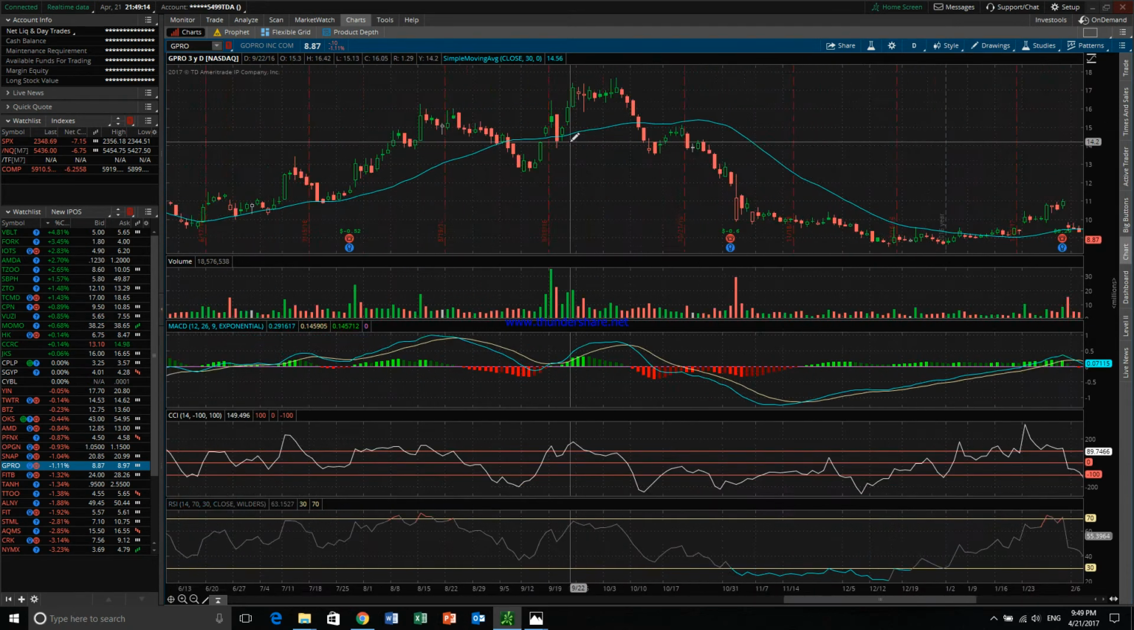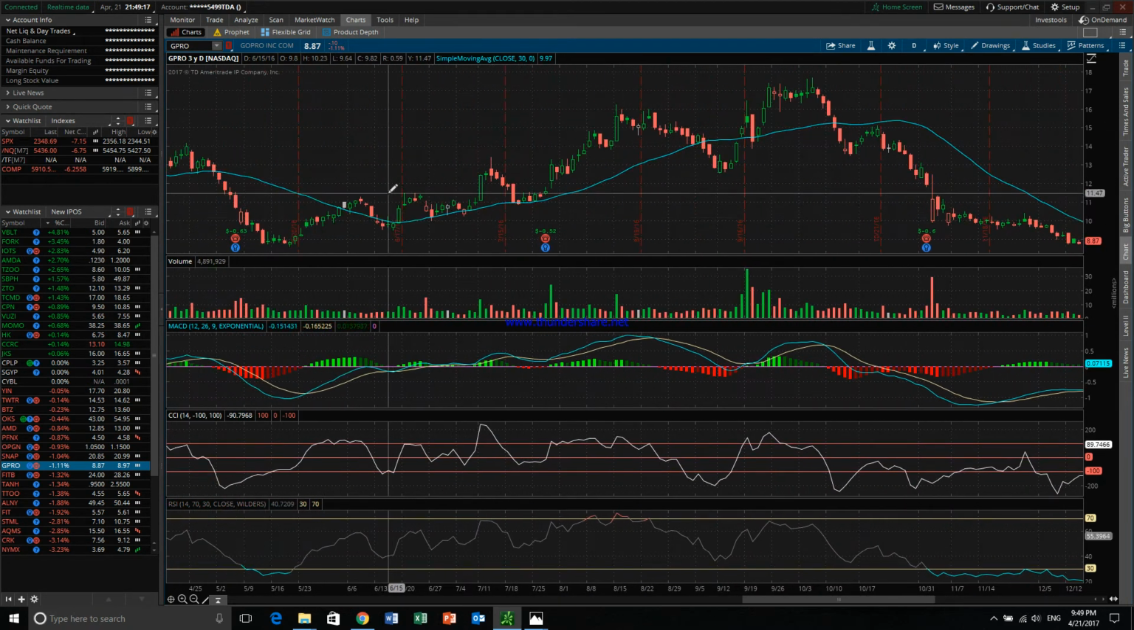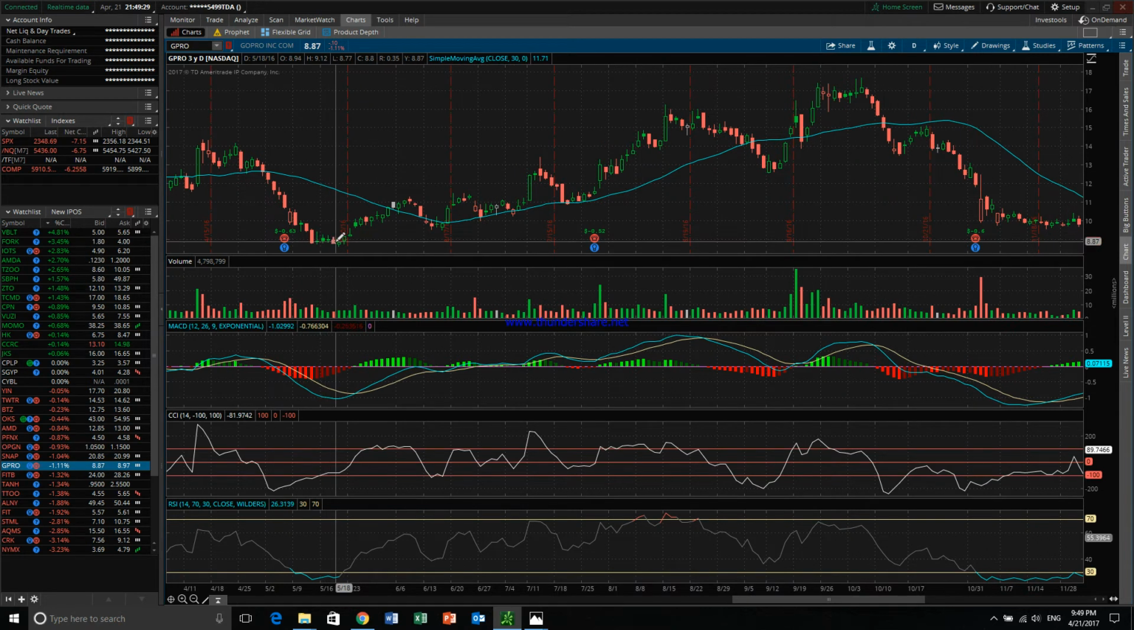But sometimes you see a hammer, or a shooting star or inverted hammer or whatever, without a gap up. Always be patient and wait. Never rush in. Because I remember when I started trading and learned about hammers and all these things, when I saw a hammer, I would buy right away, and sometimes it's just a fake.